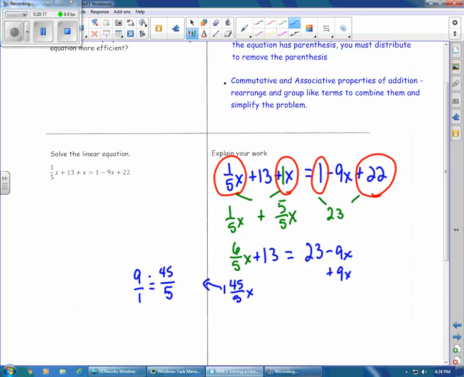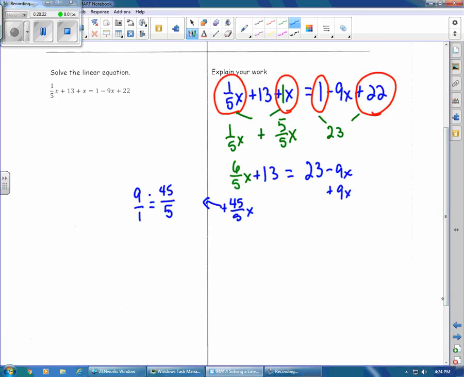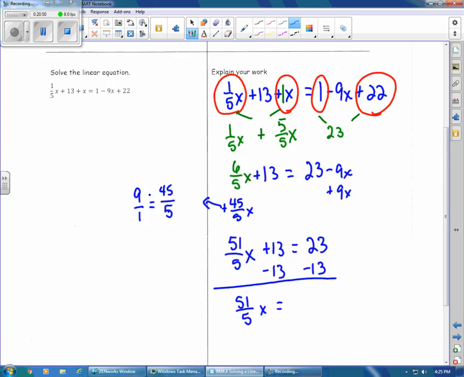and I'm adding that. So I add just my numerators. 6 plus 45 is 51, 51x, or I'm sorry, 51/5 x plus 13 equals 23. And the last thing I have to do is the subtraction property of equality, minus 13, minus 13. So I have 51/5 x equals 10.